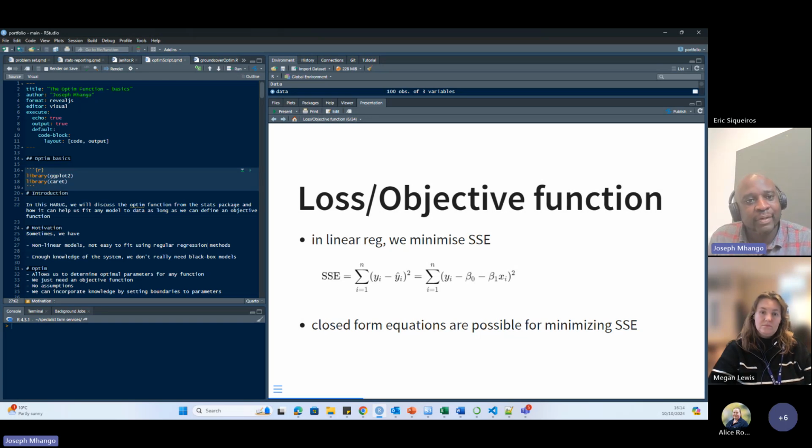If you're using Optim, on the other hand, Optim allows you to define this objective function yourself. So it can be anything. For example, you can do a linear regression, but not minimize sum of squares error, but instead minimize the root mean square error, or minimize something else that you think is the right thing to target. And that's what Optim allows you to do. You define your own objective function, and then it fits your model to your data based on that objective function.